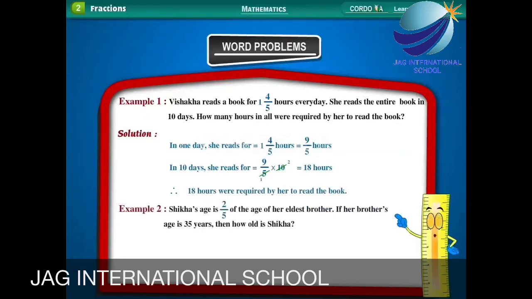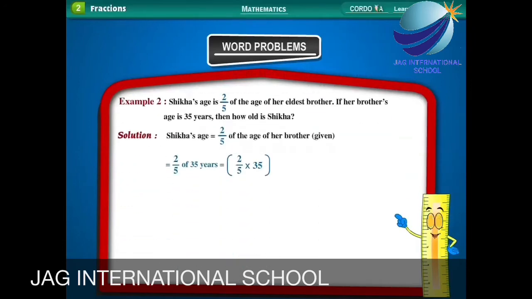Example 2. Shikha's age is 2/5 of the age of her eldest brother. If her brother's age is 35 years, then how old is Shikha? Solution. Her brother's age is given as 35 years. Shikha's age is equal to 2/5 of the age of her brother, which is 2/5 of 35 years, which is 2/5 × 35 years, which is equal to 14 years. Therefore, Shikha is 14 years old.